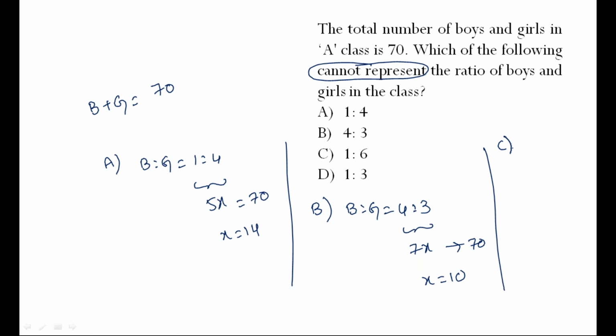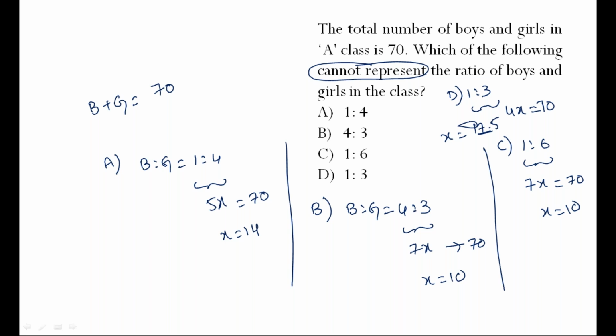Fine. Now if you go for the third option, 1:6. Total this is 7x. The given strength is 70. x equal to 10. No problem. Let's see option D. 1:3. Total this is 4x. 4x equal to 70. x is not an integer. We'll get 35 by 2, 17.5. What will happen if you get 0.5? See, the number of boys and girls must be an integer, right? If you get x value 17.5, then the number of boys and girls may not be an integer. So keep in mind that in a class, boys and girls must be integers.